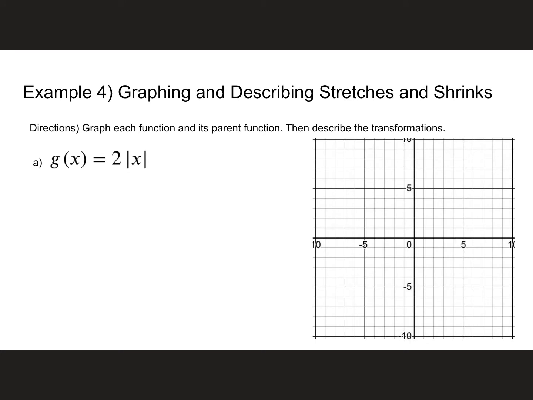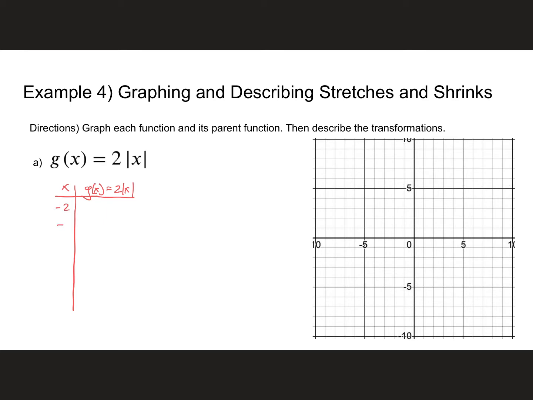Let's take a look at an example of something that's going to do a stretch or a shrink. So we're going to graph each function and its parent function and then describe the transformation we see. So in this problem, we're looking at the function g of x equals 2 times the absolute value of x. So we're going to start by just creating a table of values. Here's my table of values. We'll do x here. This will be g of x, which is equal to 2 times the absolute value of x. And I'll just do some values for x.